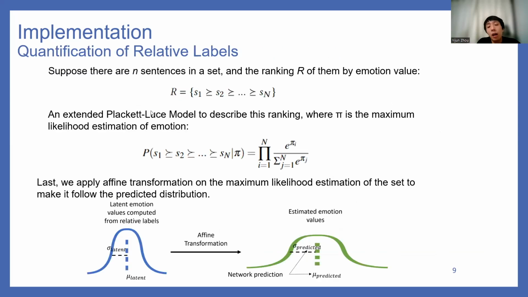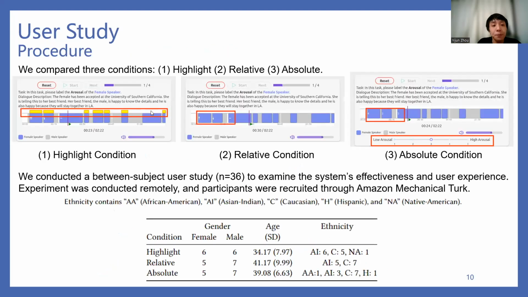And let me introduce how to quantify the relative labels to get absolute labels. Suppose there are n sentences in a set, and the ranking R of them by emotion values can be like this. We use an extended Plackett-Luce model to describe this ranking, where pi is the maximum likelihood estimation of the emotion. Then we apply an affine transformation on the maximum likelihood estimation of the set to make it follow the distribution predicted by the network.